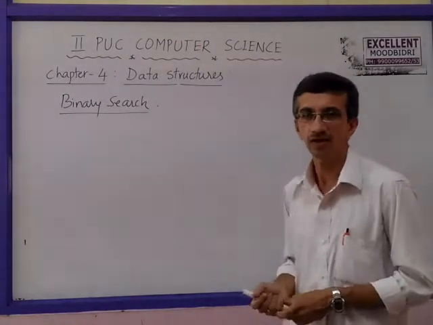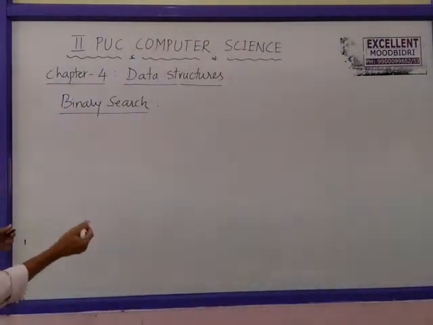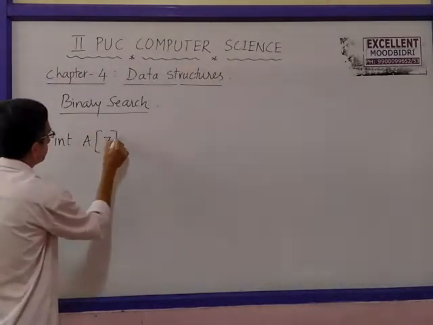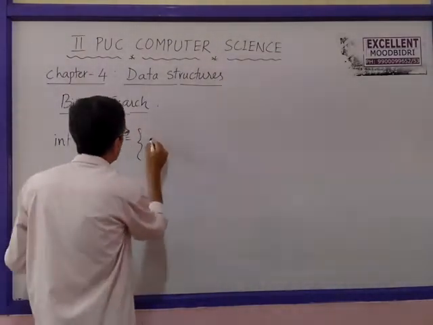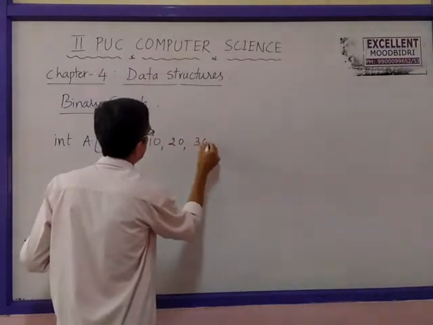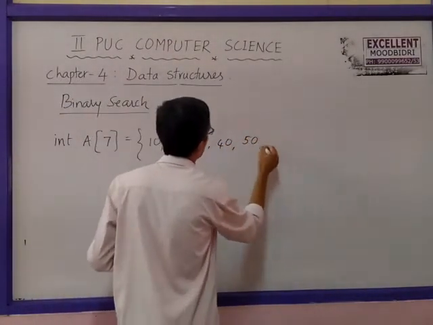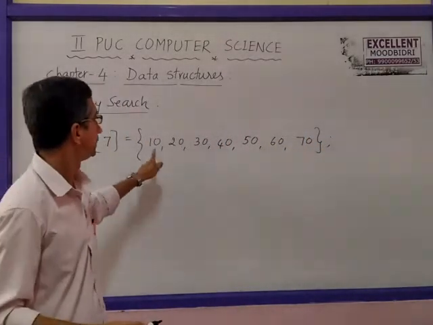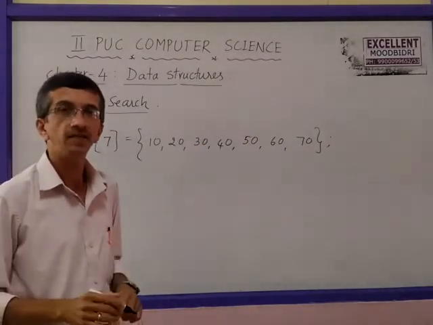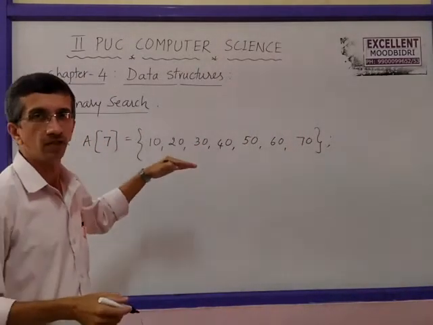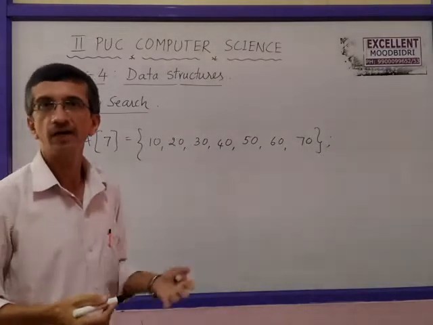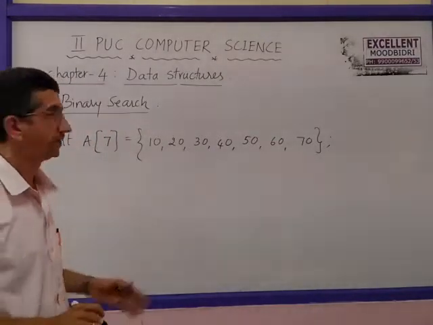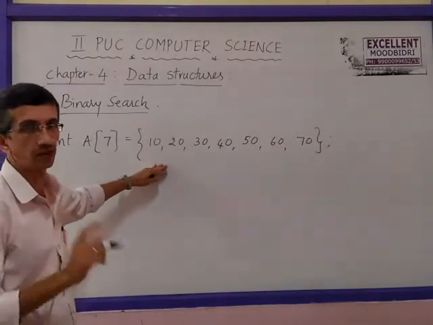Now let us understand this by using an example. Let us take an array A of 7 elements: 10, 20, 30, 40, 50, 60 and 70. I have taken very simple elements, 10 to 70. Already the elements are in sorted order, they are in ascending order. If initially they are not in order, if they are given randomly, we must arrange them in either ascending or descending order. Now they are already in ascending order, that is the first requirement.